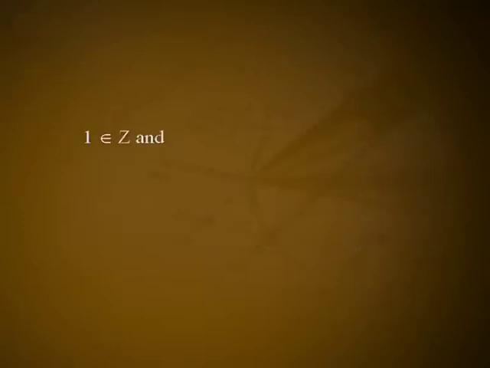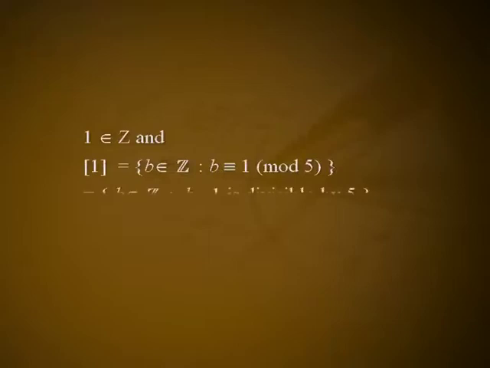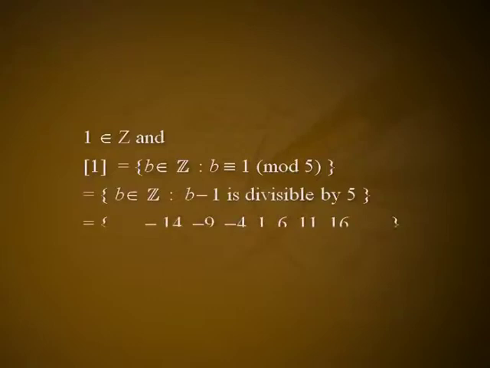1 belongs to the set, and class 1 equals the set of all b belonging to the set such that b is congruent to 1 modulo 5, which is equal to the set of all b such that b minus 1 is divisible by 5, which is equal to the set of all, etc., minus 14, minus 9, minus 4, 1, 6, 11, 16, etc.